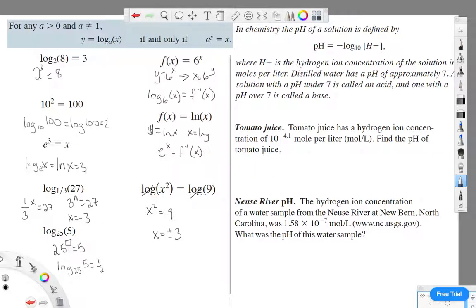Let's look at some word problems here. In chemistry, the pH of a solution. This is an application of logarithmic equations, fairly simple actually. We have the equation here, pH equals negative log base 10, or negative log, we don't have to say base 10, of H plus, and that's the hydrogen ion concentration.